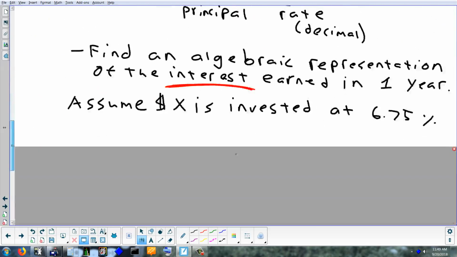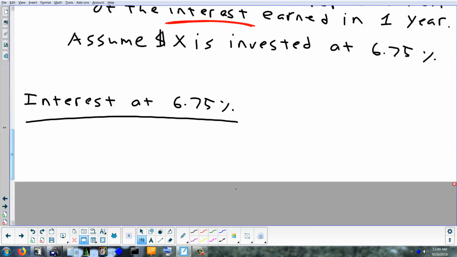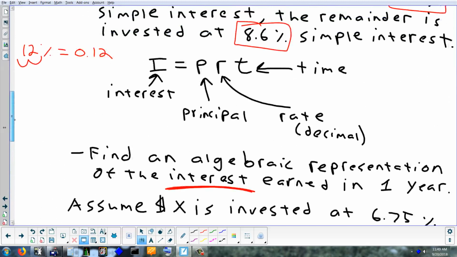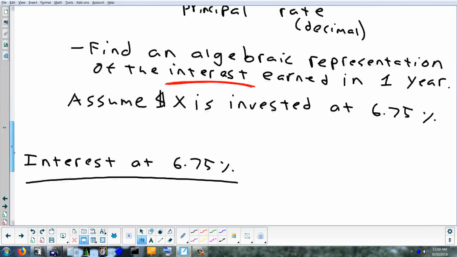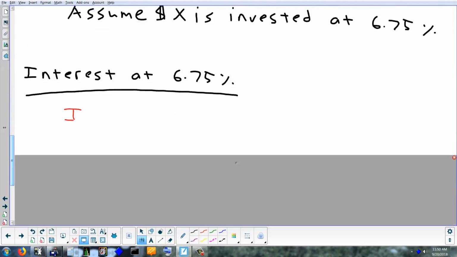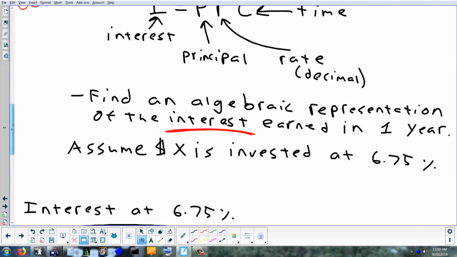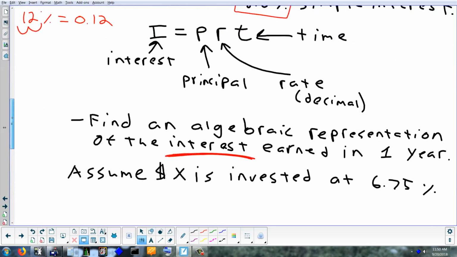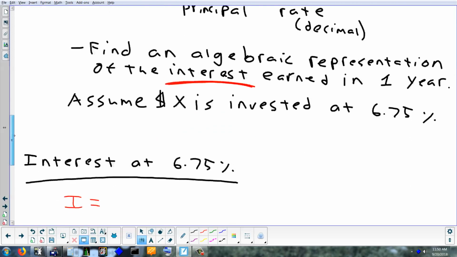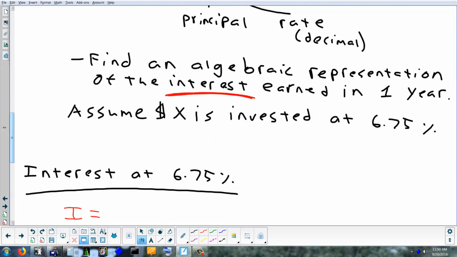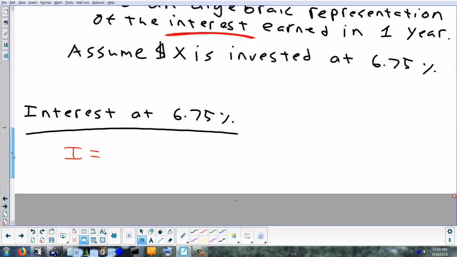So let's start with 6.75. So the formula for his interest is I equals PRT. Okay. So the first thing is the principal. How much money is being invested? So for the 6.75%, how much money are we putting in that investment? X. Yep. That's the principal.